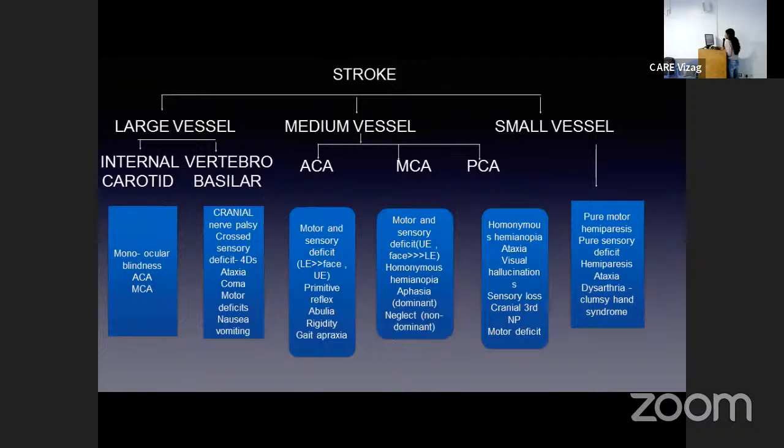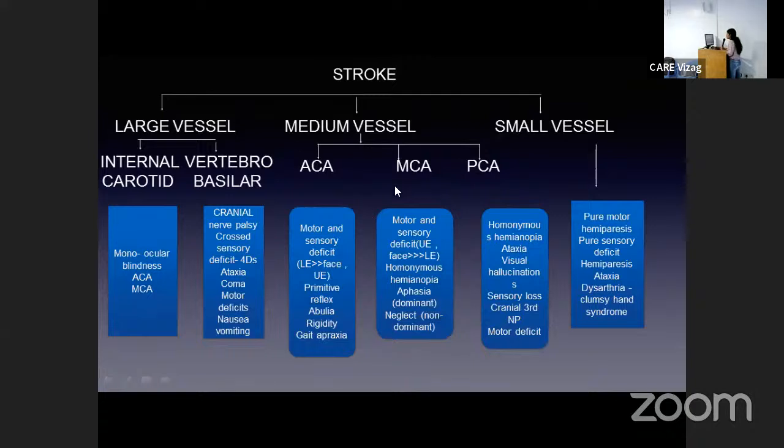When you get a stroke, in order to differentiate whether it is a large vessel stroke, a medium vessel stroke or a small vessel stroke, one can also make out using the presenting features of the clinical manifestations. So monocular blindness or any pure ACA or MCA infarct would be found if the ICA territory is involved. Likewise, in a vertebrobasilar territory infarct, you would look for the 4Ds, that is dizziness, dysphagia, diplopia, and dysarthria, and like this nausea and vomiting.